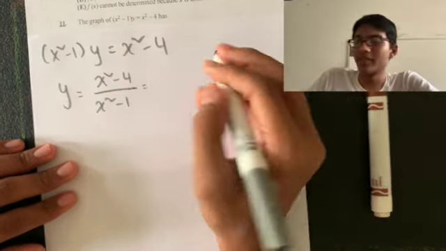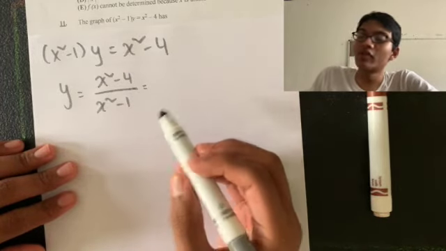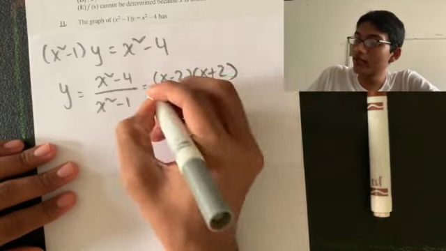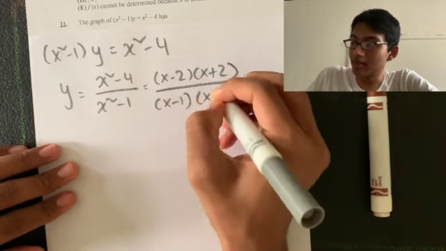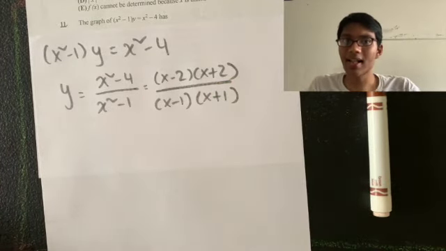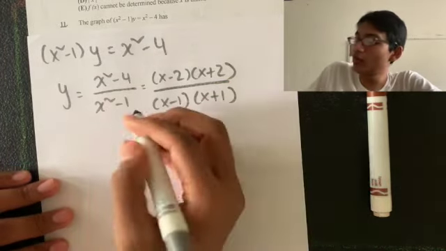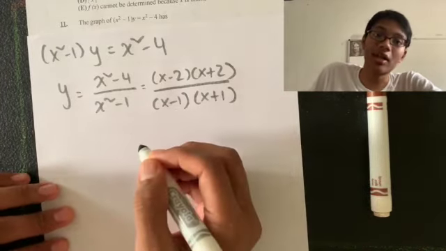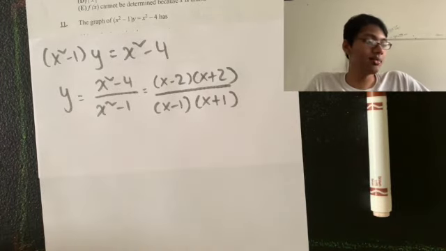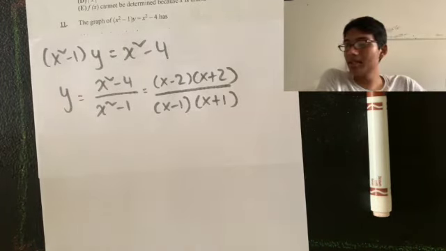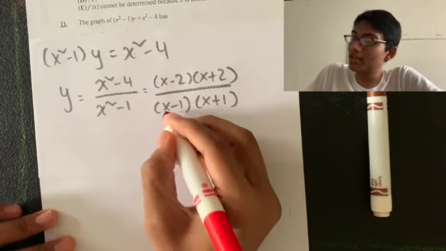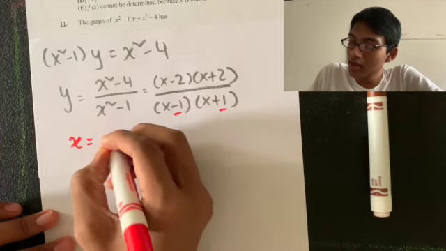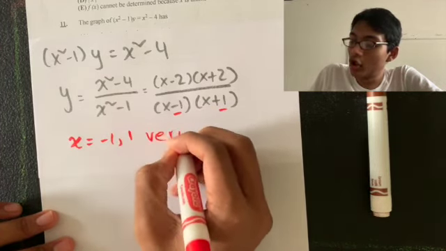Now, I made a second observation, and that's the fact that here I have 2 differences of perfect squares. So I can break this down into (x minus 2)(x plus 2) over (x minus 1)(x plus 1). Now here's where things get a bit tricky. Vertical asymptotes occur when the denominator is undefined, or in other words, 0. So when is this denominator undefined? Well, check it out. It's going to be undefined when my x value is either 1 or negative 1. So when x is equal to 1 or negative 1, I'm going to have a vertical asymptote.